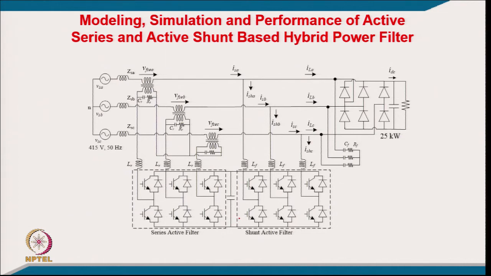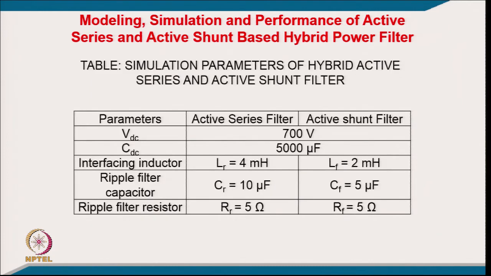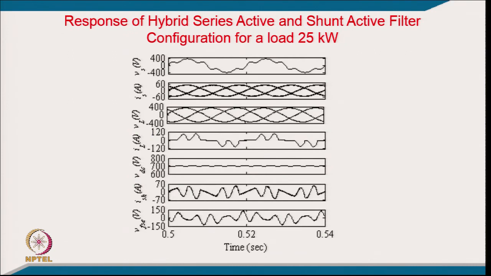The DC link voltage regulation or control is the responsibility of the shunt active filter, as we were doing earlier too. But whatever active power the series filter needs, whether it releases it or accepts it, the shunt filter has to provide it by maintaining the DC link voltage, similar to UPQC. After designing this, these are the interfacing inductors for both and the ripple filter capacitors in both cases, and this is the performance.